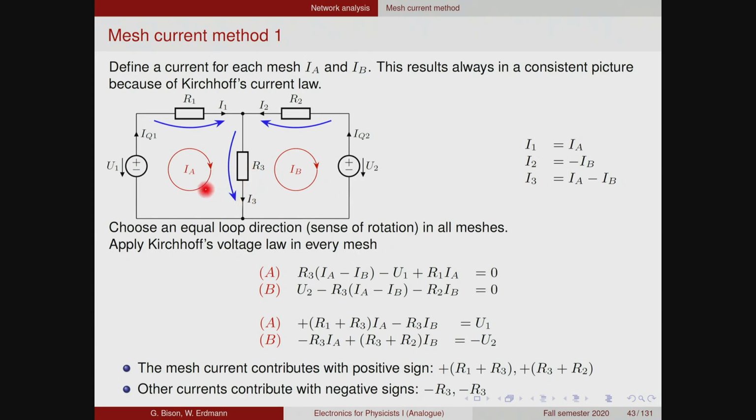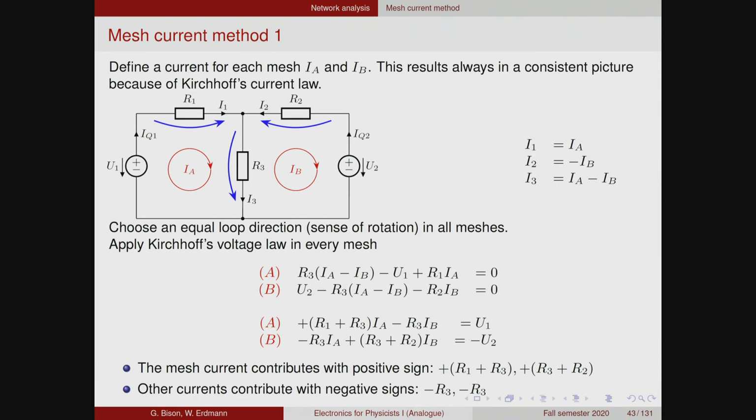I3, here we have a contribution from this mesh in a positive sense, and we have a contribution from this mesh in a negative sense. So it's IA minus IB. Okay. So we expressed all relevant currents in the system in terms of the mesh currents.